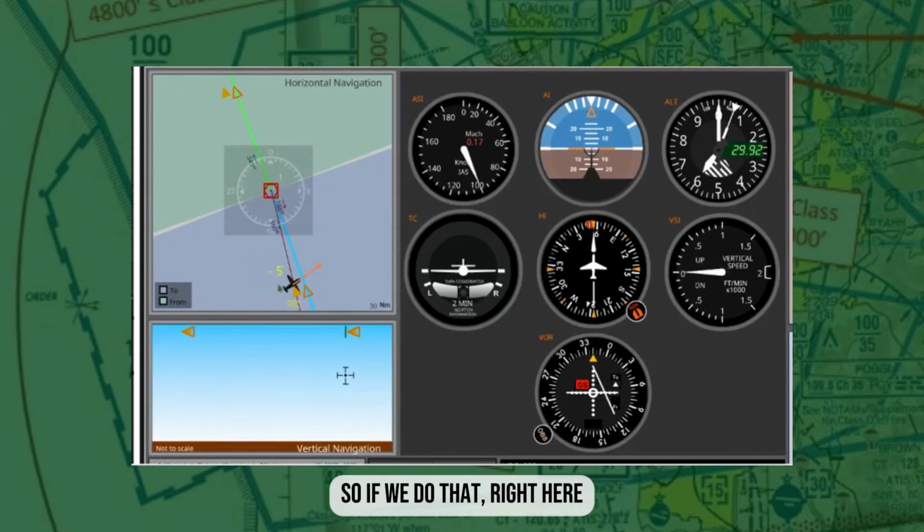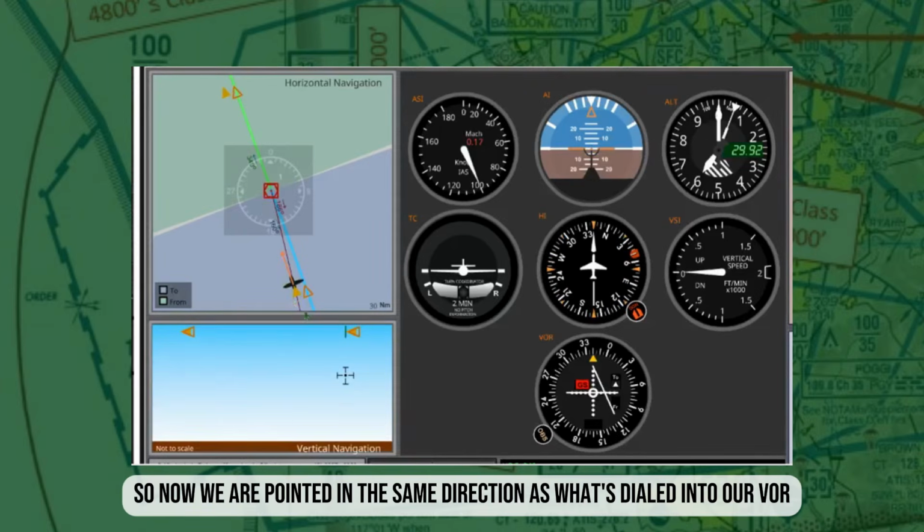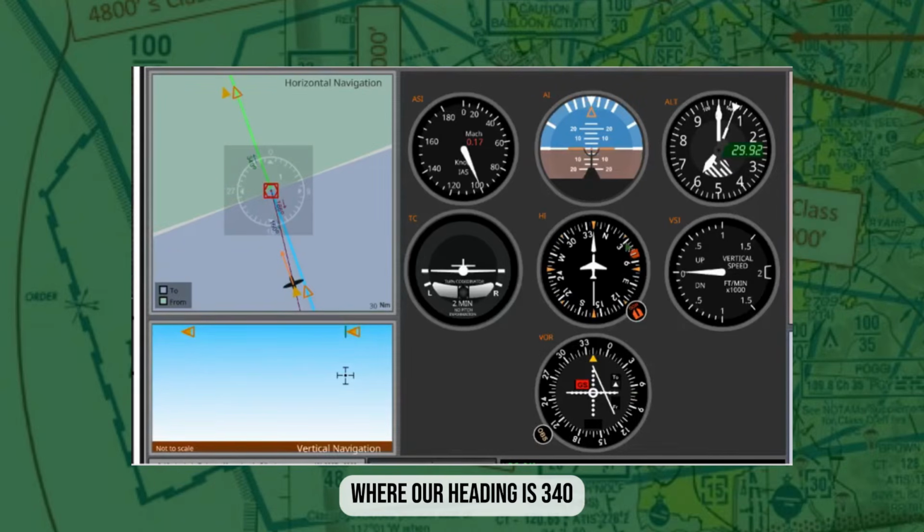So if we do that right here, if we make our heading the same, so we go to 340, now we are pointed in the same direction as what's dialed into our VOR. Our heading's 340, our VOR is dialed in 340. Now our needle will read correctly and there will not be any reverse sensing. So now all we have to know is needle to the right, turn right. Needle to the left, turn left.